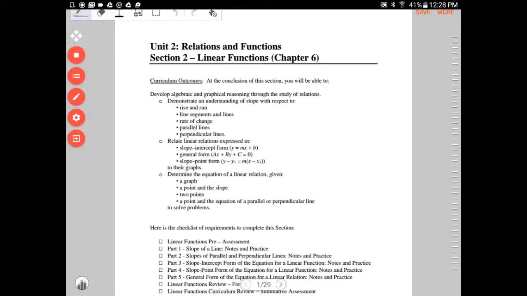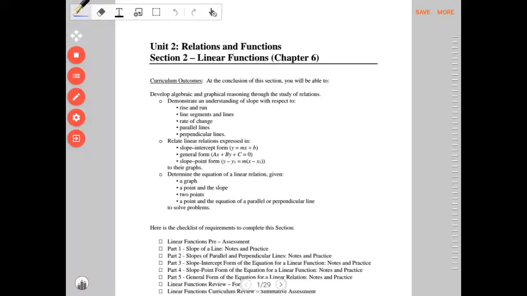Hi everyone, Unit 2, Relations and Functions, Section 2, Linear Functions. This is Chapter 6 in your textbook. There are a few curriculum outcomes I want to draw your attention to. You will develop algebraic and graphical reasoning through the study of relations. You will demonstrate an understanding of slope with respect to rise and run, line segments and lines, rate of change, parallel lines, and perpendicular lines.